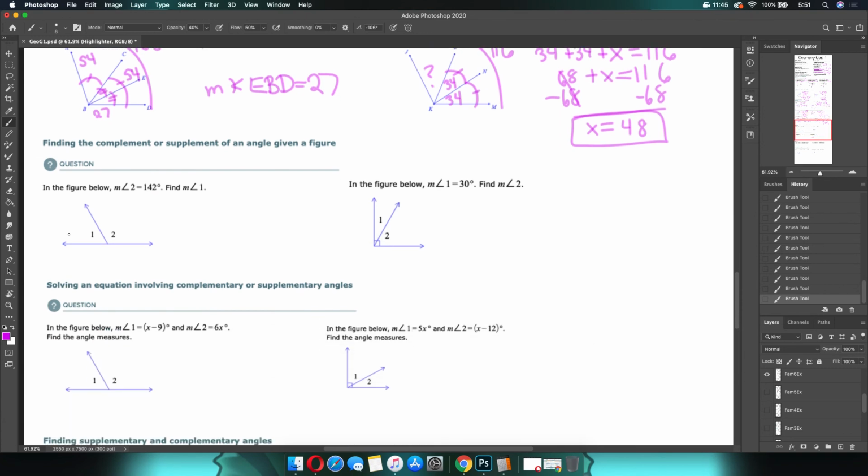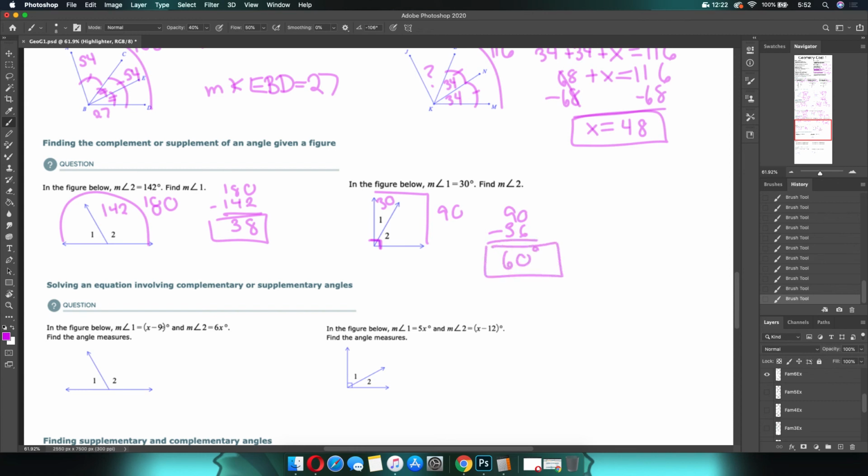So basic stuff first. Since this is a straight line, we know that it's 180 degrees. The measure of angle 2 is 142. Well, gee, gosh and golly, how hard can this be? What is 180 minus 142? That is going to be 38. All right. See, we talked about this before. That little box means that this is going to equal 90. So if this is 30 and this here is 90, what is 90 minus 30? Our angle is going to be 60 degrees.